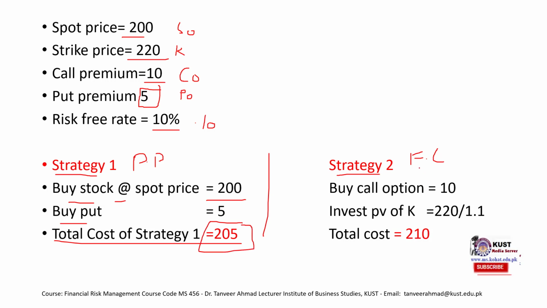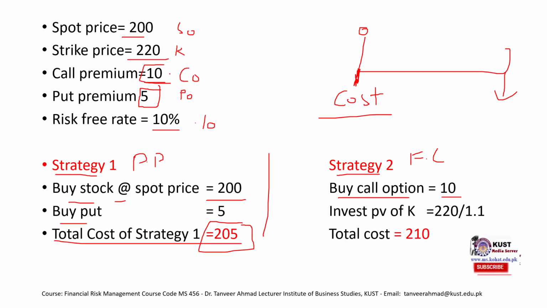What about the cost of the fiduciary call, the second strategy? In the second strategy, we buy a call option. We are discussing the situation, the cost at this point 0, right? This is the time that we incur the cost, and this is the time that we get some return. So currently the cost of strategy 1 is 205 at this time period, and for strategy 2, the fiduciary call, we buy a call option at 10 because the premium of the call option is 10, and we invest the present value of K today, let's say we deposit it in some bank account that offers a risk-free rate.